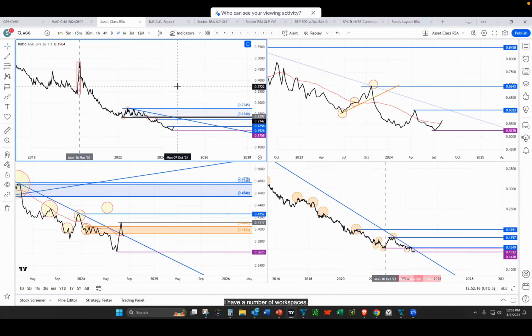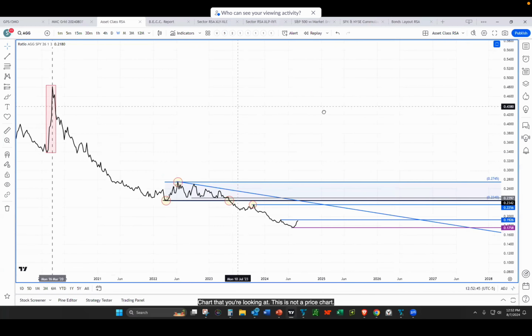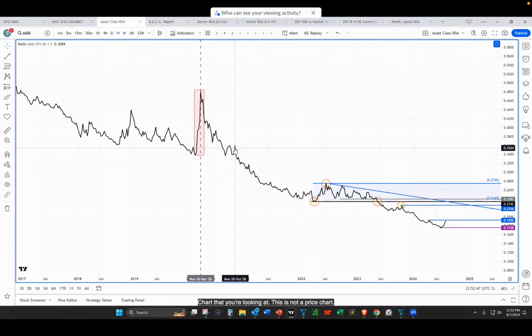I have a number of workspaces that I utilize. Each one has a very different purpose. What you're looking at here is the relative strength analysis of each of the 3 major asset classes, stocks, bonds, commodities, compared to one another. Okay. And I also have large and small cap as well as international versus domestic here. But this first chart that you're looking at, this is not a price chart. Okay. This is a relative strength chart.